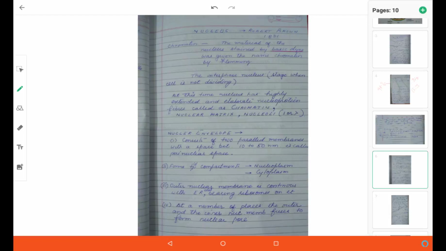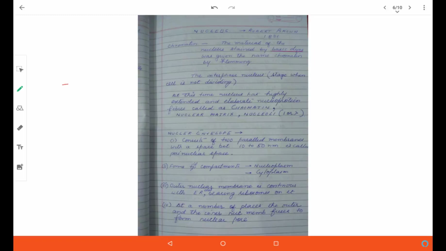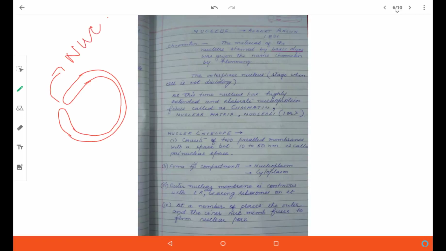The nucleus consists of an outer nuclear envelope, which is double membrane bound, and the two membranes are not continuous. In fact, they meet at points called nuclear pores.